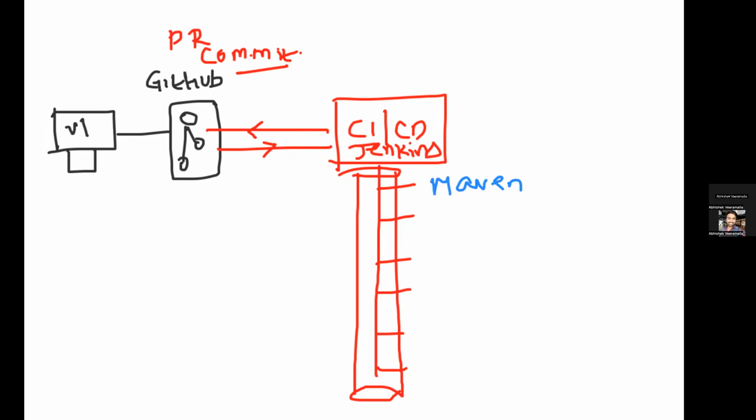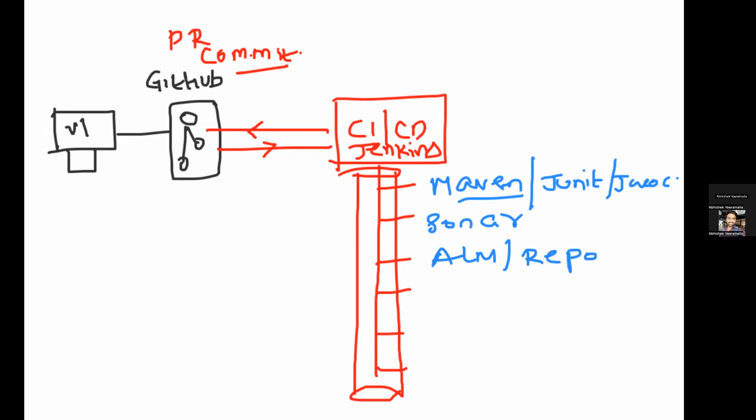So you can integrate building your application in Maven and running unit tests using JUnit or Jacoco for code coverage or code checking. Okay, so let's say you integrate Maven, which will take care of building your application and running your unit tests. And then Jenkins can also integrate something like Sonar for code quality and code testing. Then Jenkins can integrate ALM, or any other reporting tool, for reporting.